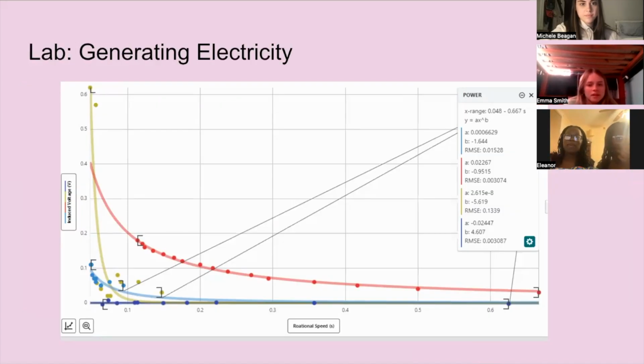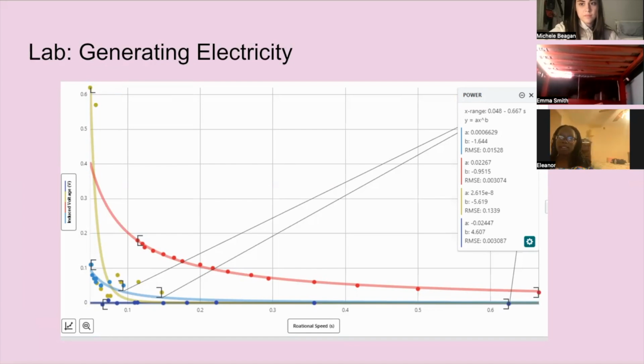This is our lab, and this is when we generated electricity using different magnets. For this lab, we used magnets with 6 turned all the way in, 6 alternating, and then 12 turned all the way in, and then 12 alternating.